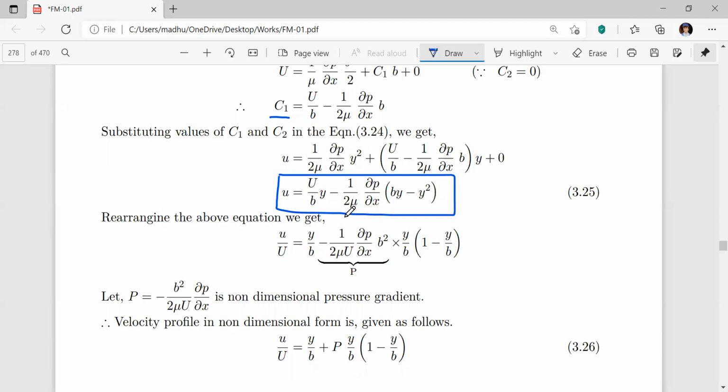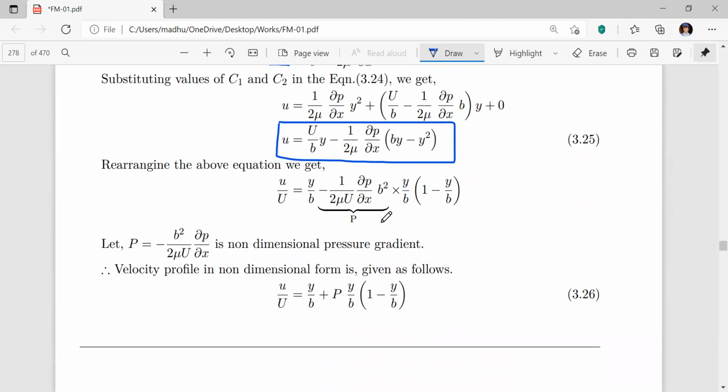Rearranging the above equation, we get u by U is equal to y by b minus 1 by 2 mu dp by dx into b square into y by b into 1 minus y by b. Whereas this term is taken as it is shown on the under brace, that is P is equal to minus b square by 2 mu U dp by dx. It is nothing but a non-dimensional pressure gradient, meaning it is a pressure gradient which doesn't have any unit.